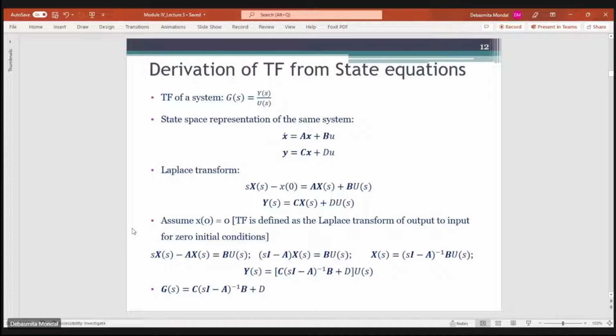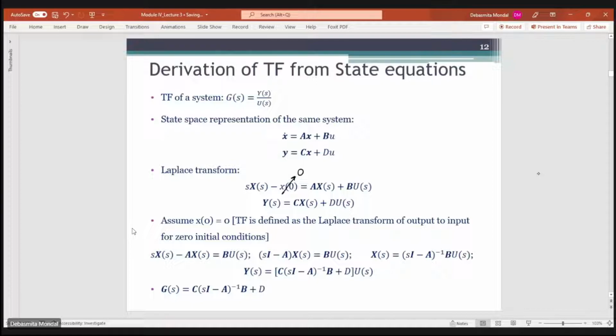Now, if you remember the definition of a transfer function, it is the Laplace transform of the output to the input, given that the initial conditions are all 0. So if we have to find the transfer function using these Laplace transforms, then we have to assume that the initial conditions are 0. That means the value of x(0) equals 0. So you just simply make x(0) equal to 0.